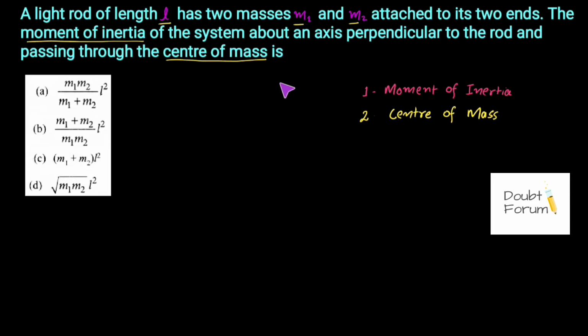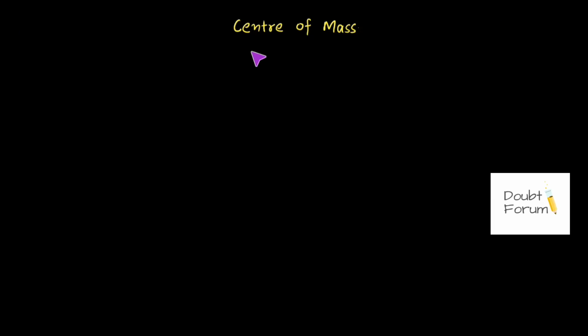So before I solve this question, I would like to explain a little bit about the center of mass and moment of inertia. So let's begin with the center of mass first. Center of mass of an object is a point where we can assume that the entire mass of that object is concentrated. Suppose this is a rectangle. The mass of this rectangle is m. So the center of mass may or may not lie within the physical boundary of that object, because there are certain cases where the center of mass is not on the physical boundary of that object.